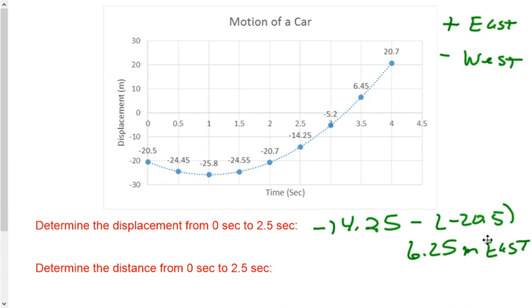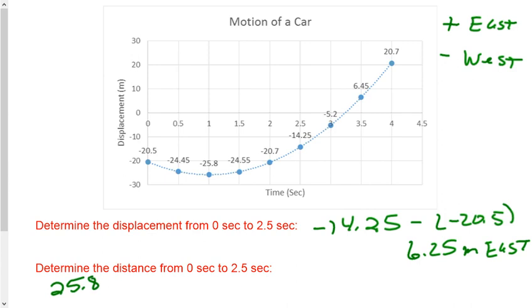All right, now what's my total distance traveled? We'll have to consider I'm going from negative 20.5 to our maximum here of negative 25.8, and then all the way back to negative 14.25. So I have to consider, well, what's my distance going from this point to this point, and I have to add my distance from this point to that point. So let's go ahead and do that.